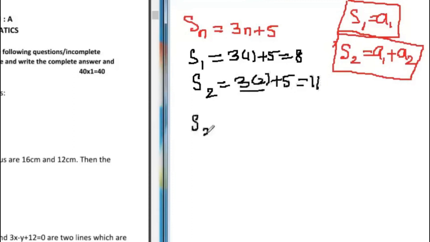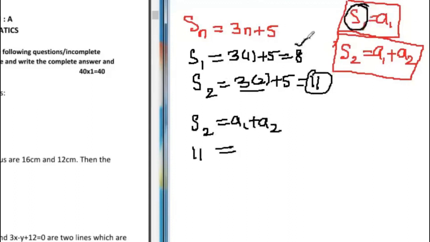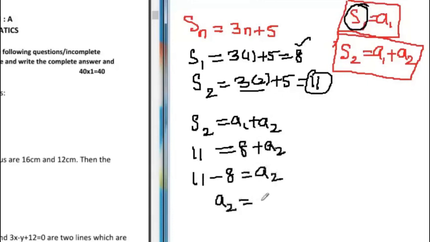As I told, S2 is A1 plus A2. S2 value already we found out, which is 11. And A1 is nothing but sum to first term, which is nothing but 8, and I am replacing A1 with 8 plus A2. So 11 plus 8 moves the other side, will become minus 8, and we are going to get A2 here, which is nothing but 11 minus 8 is 3.